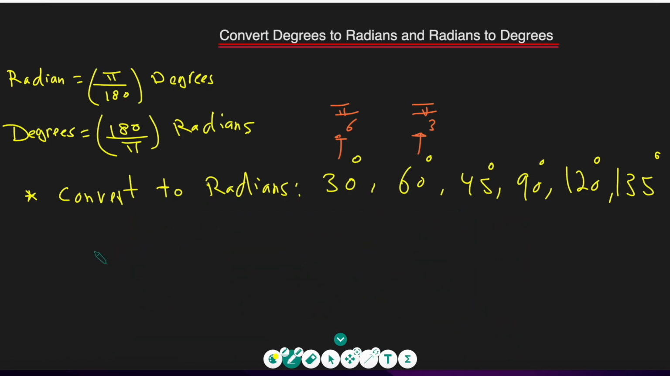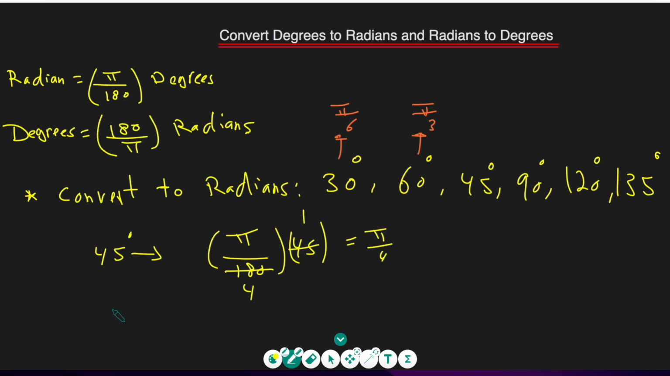So my 45 degrees, I just take pi over 180 times 45. 180 has 4 45s, this has 1, so this is pi over 4. And then my 90 degrees will be pi over 180 times 90. 180 has 2 90s in it, so it will be pi over 2.